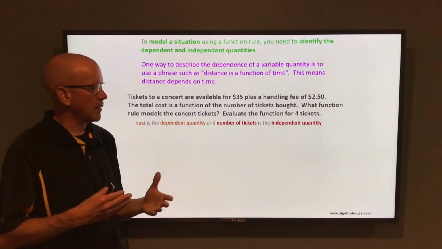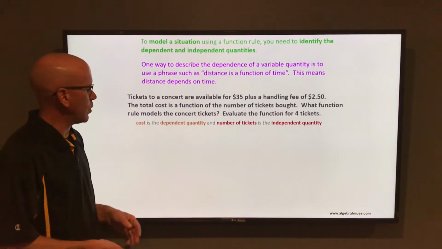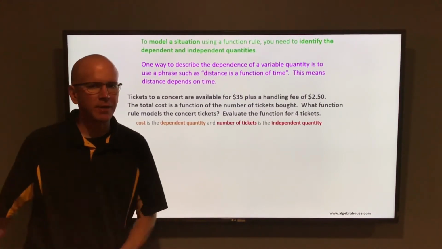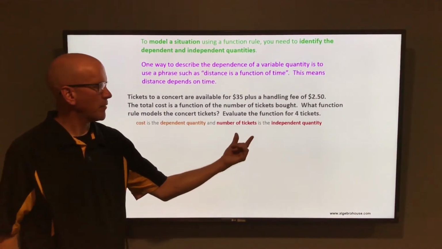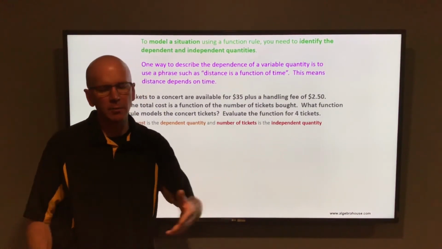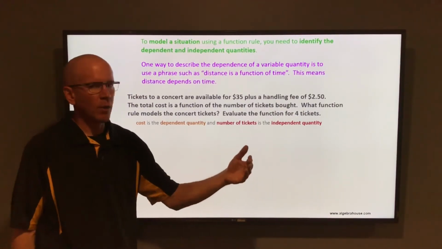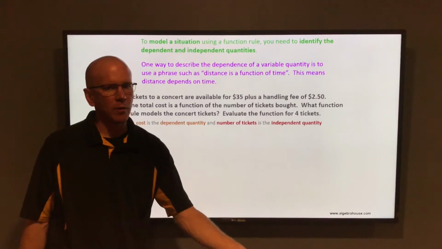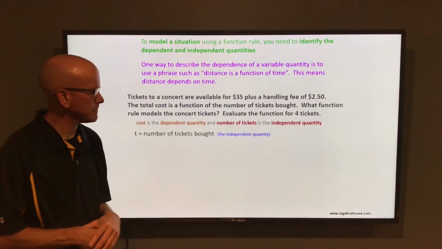So you have to decide what's the independent variable, what's the independent quantity, and what's the dependent quantity. Well, your cost depends on the number of tickets you buy. So cost is the dependent quantity. The number of tickets you buy is the independent quantity. You might buy one ticket or you might buy 500 tickets. If you buy one ticket, the cost is going to be a lot lower than if you buy 500 tickets. So your cost depends on the number of tickets bought.